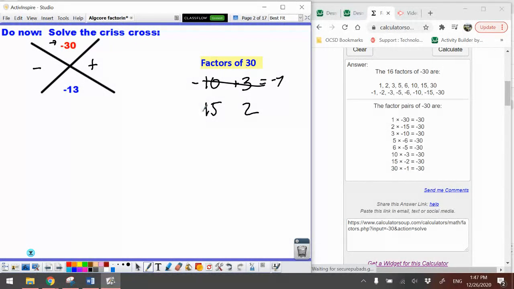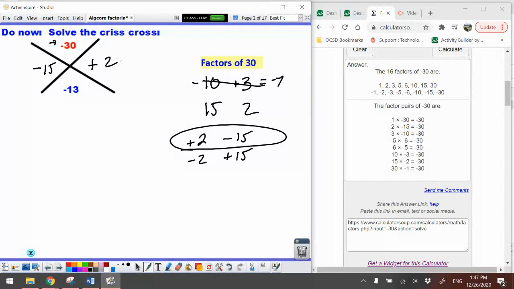So that means I need to have the 15 and the 2. So who needs to be negative? Do I need a positive 2 and a negative 15, or a negative 2 and a positive 15? Well, I need the negative 15 and the positive 2. So that's going to give me the negative 13. So again, this process is the first step of completing our factoring with the Xbox method.